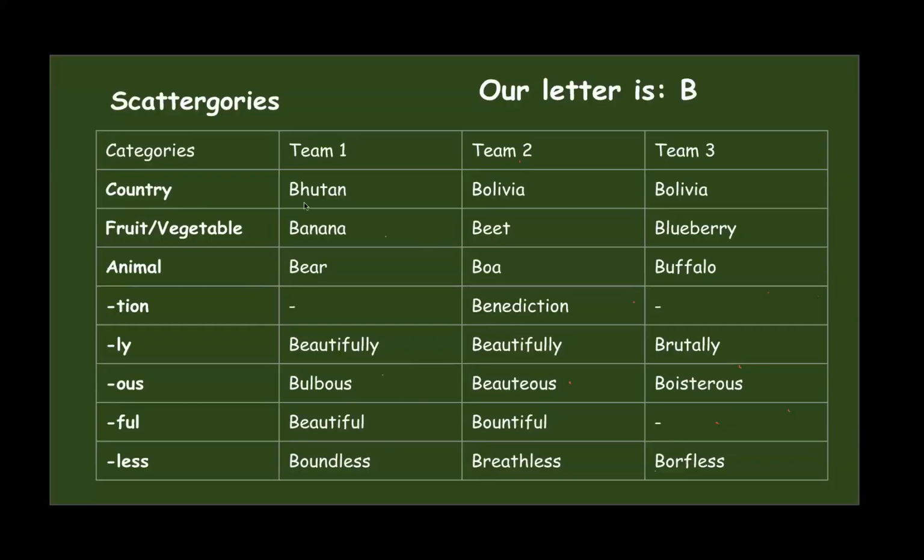So for country, we have team 1 has Bhutan, team 2 has Bolivia, team 3 also has Bolivia. We have fruit and vegetable. Team 1 has banana, team 2 has beet, and team 3 has blueberry. And then we have for animal, bear, boa, buffalo. It looks like for T-I-O-N, team 1 didn't have an answer. That's difficult for B. And then it looks like team 2 had an advanced word, benediction.